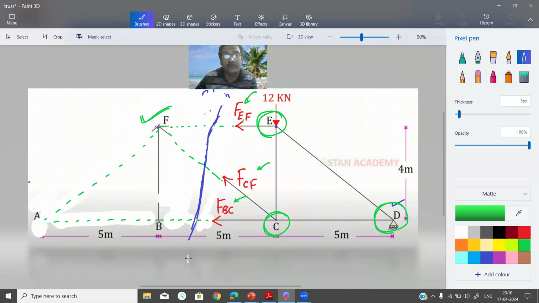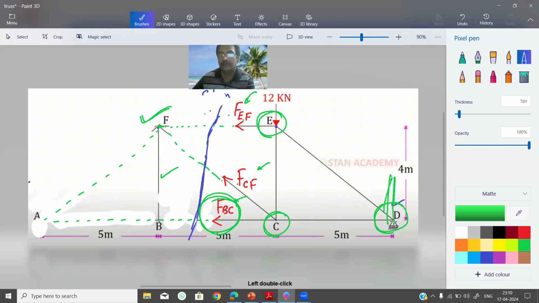Now you look at the point F. EF is passing through F, so its moment will become 0. FCF, it is also passing through F, so moment is 0. I am left with FBC, it is not passing. So from F, if I take the moment, FBC multiplied by the perpendicular distance. From this, it will become a clockwise moment.